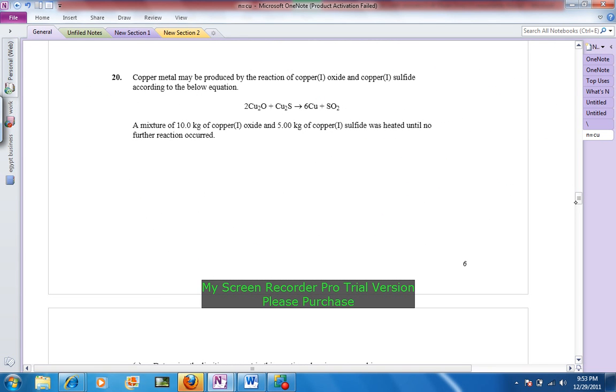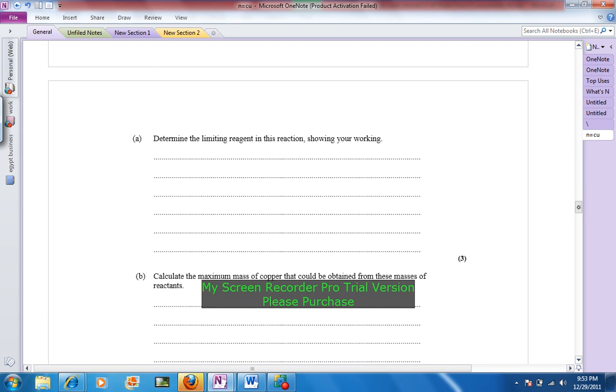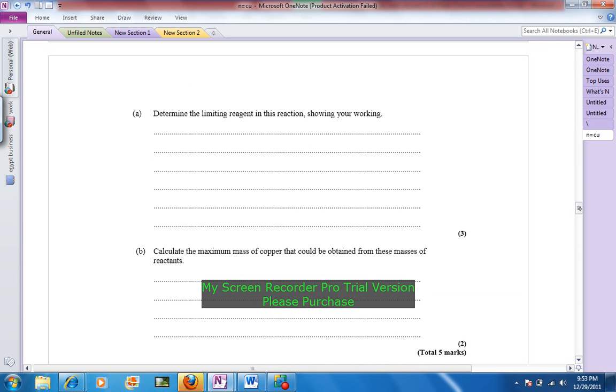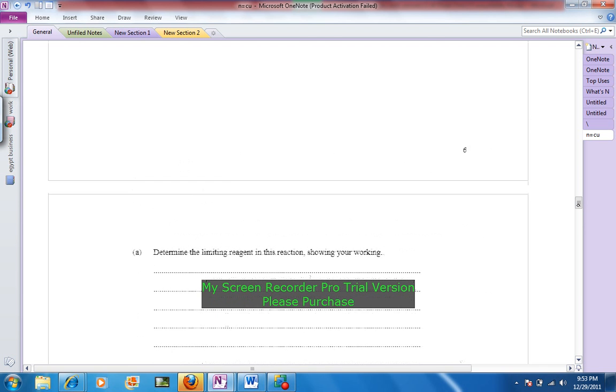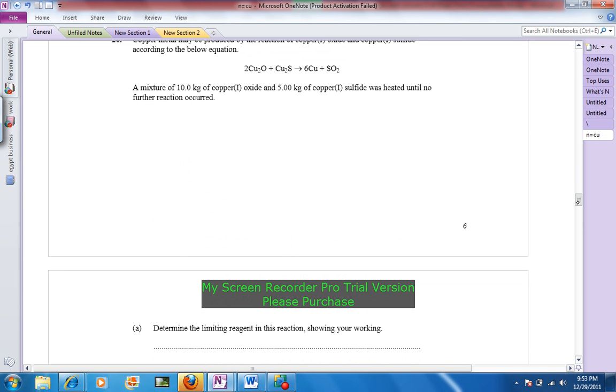Question number 20. It's talking about sulfide, and this is the equation. Determine the limiting reagent. I'm just going to give you the answer, because it's a really long question. Should I do it? Can I be bothered? We just did a question like it.